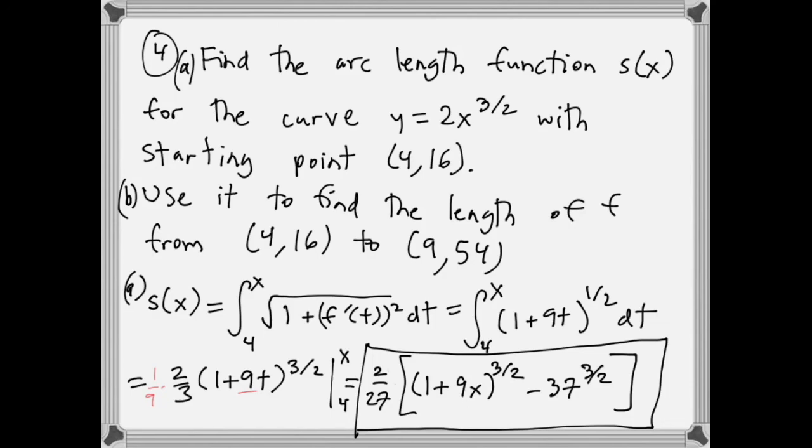What about part B? Part B is asking us to find the length of the curve f from 4 to 9. So we're ending at 9, aren't we? So remember, our arc length function just requires us to plug in the x value that we want to stop at. So if we do that, that means we're just going to do s of 9. So let's go ahead and rewrite s of x so that we have it handy.